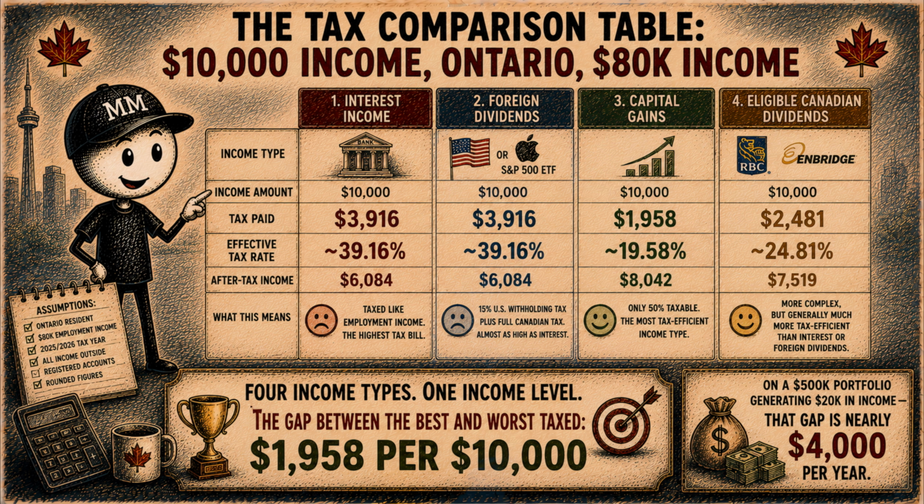Your action step: look at every investment you hold outside a registered account. Identify whether the income it generates is interest, foreign dividends, capital gains, or eligible Canadian dividends. The type determines the tax rate, and the tax rate determines how much of your return you actually keep.